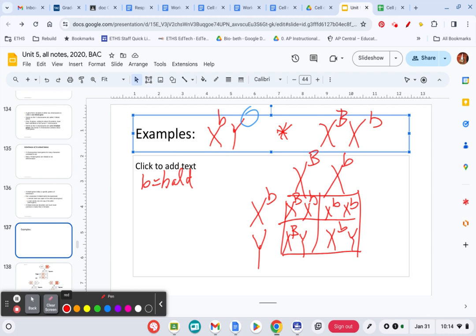So this guy down here, this baby boy, will grow up to have a balding problem when he's older. But what about the female? Oh, she's going to be bald too.